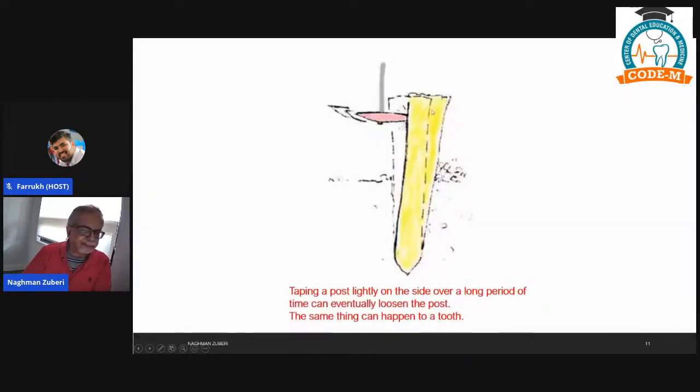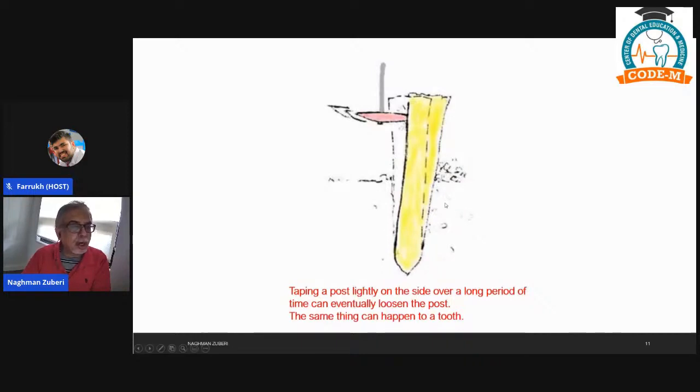Just imagine a post or a tent peg in the ground. I'm not talking about tapping it; just the post is there in the ground, you want to pull it, you cannot do it. In order to make it loose and pull it, you have to first give some off-axial forces, and that is going to shake it up, make it wiggly, and once it is wiggly, then you can easily remove it. The same thing happens to your teeth.